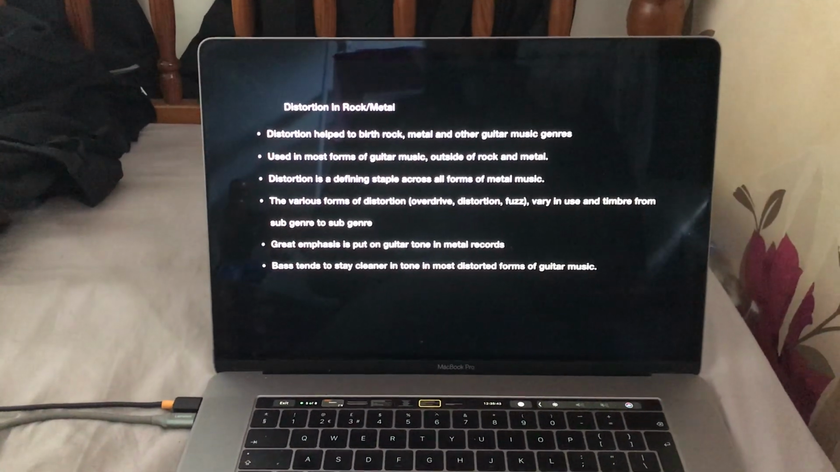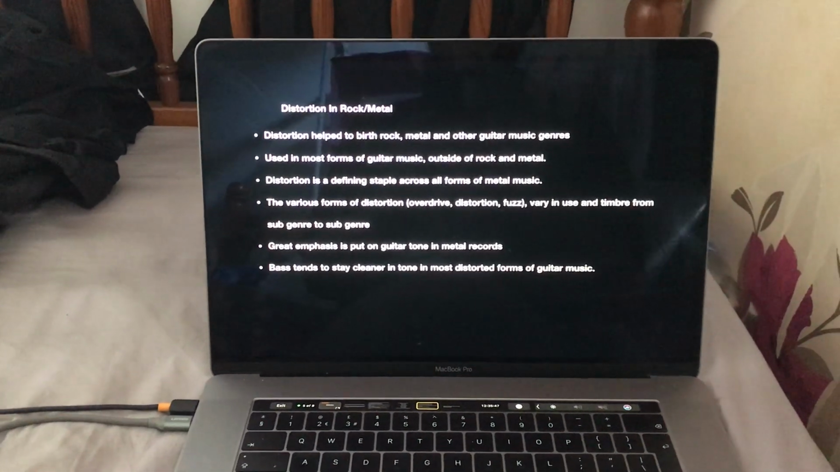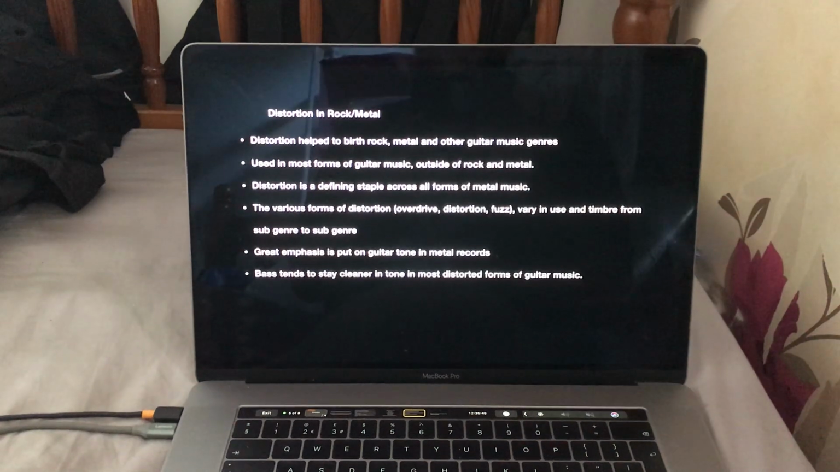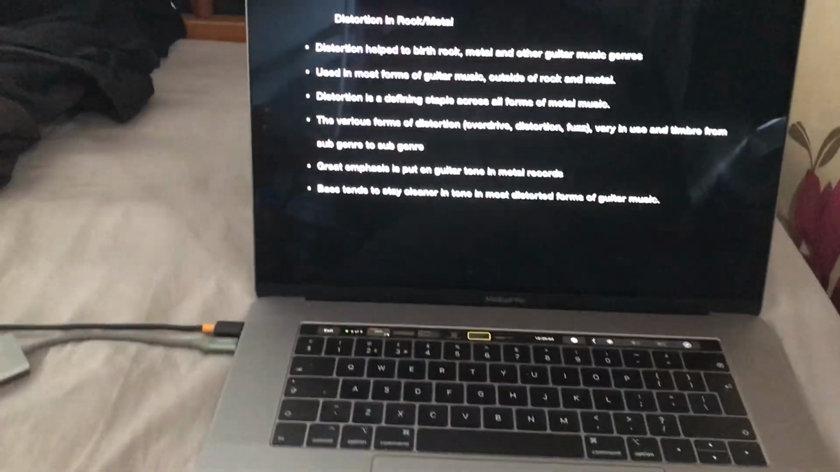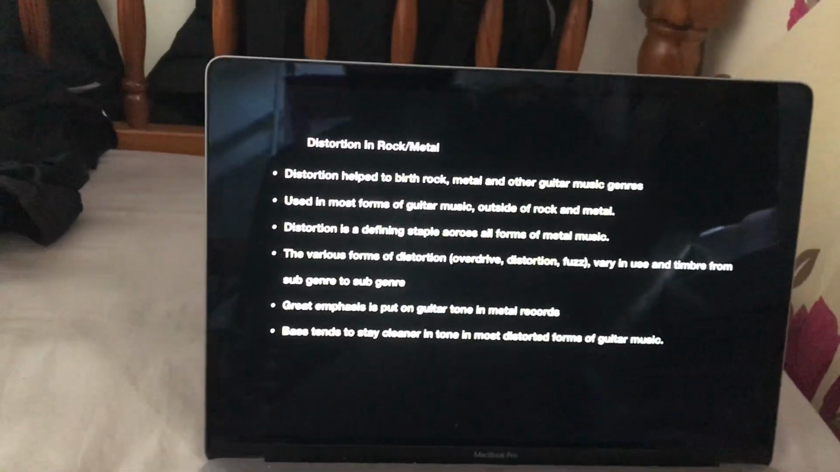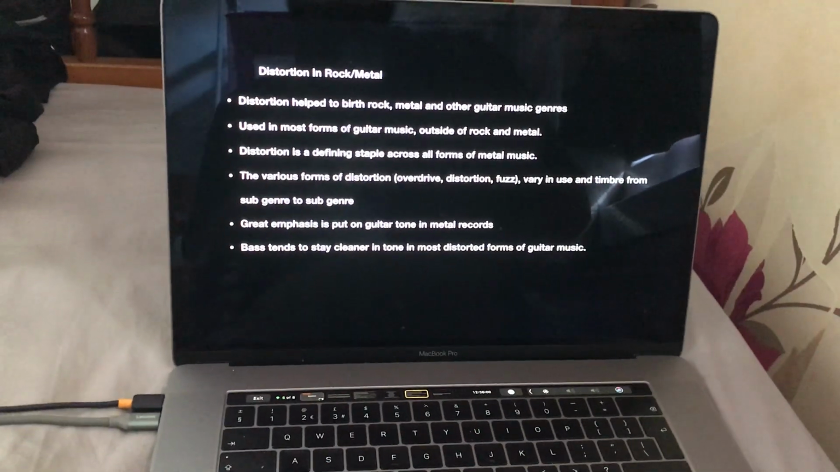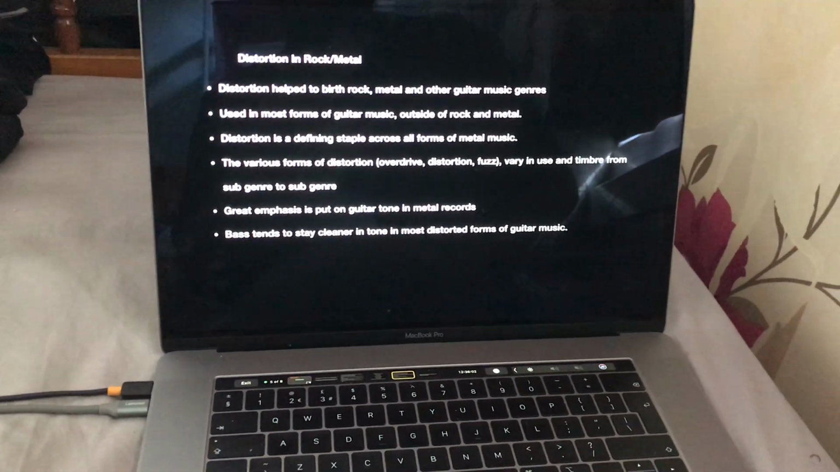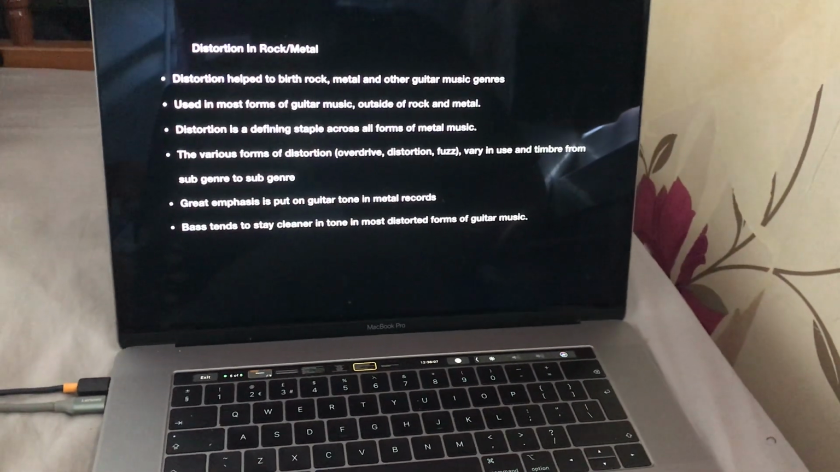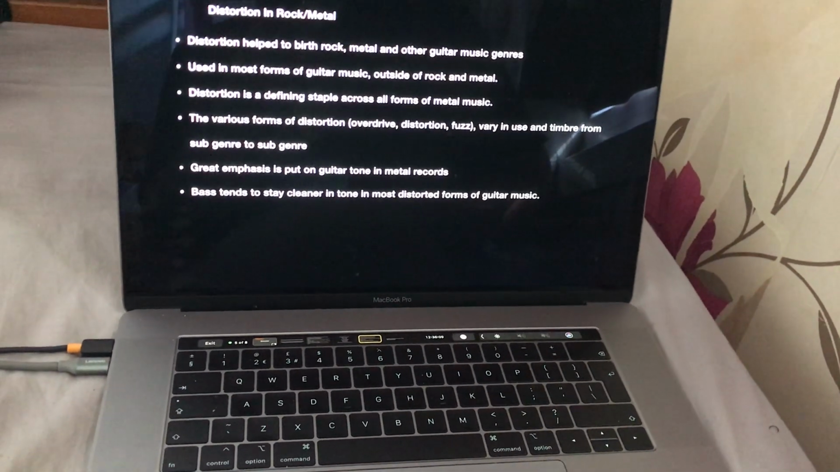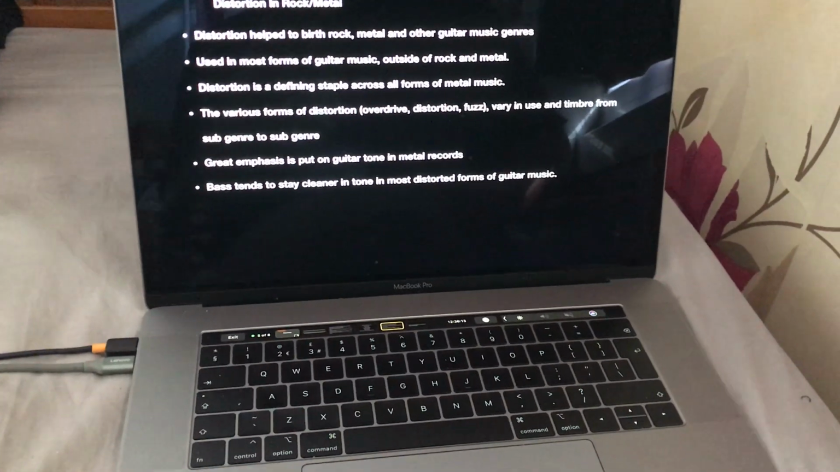Great emphasis is put on guitar tone in metal music, and bass tends to stay cleaner in tone in most distorted forms of guitar music, as that retains the sub that allows it to cut through a mix. An example of the different emphases on distortion would be that softer genres would use less distortion, and typically heavier genres would use more, i.e. death metal would have very high use of distortion, whereas generally you'd only really use an overdrive pedal for most punkier sounding guitar tones.